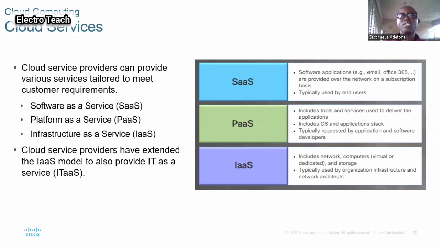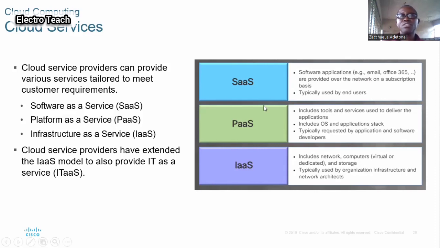For instance, the first one is SaaS, software as a service. In this system, software applications such as email and Office 365 are provided over the network on a subscription basis. So the organizations that subscribe to the cloud computing service will pay for that service. And this is typically used by end users.